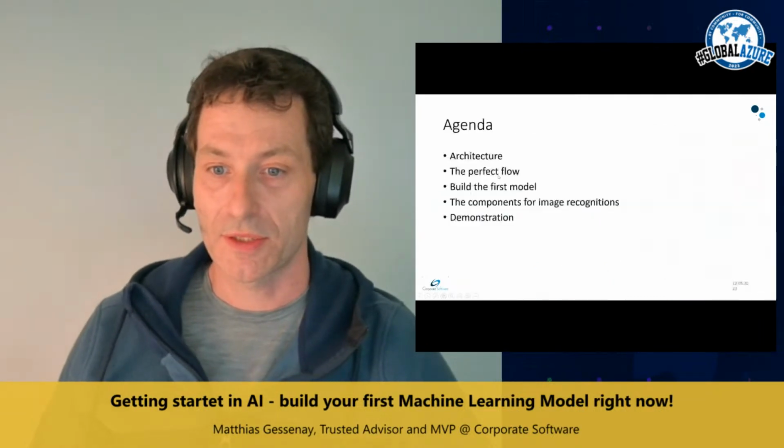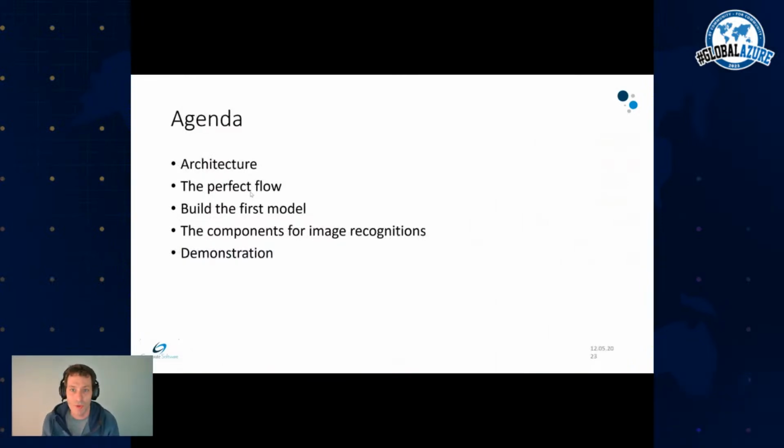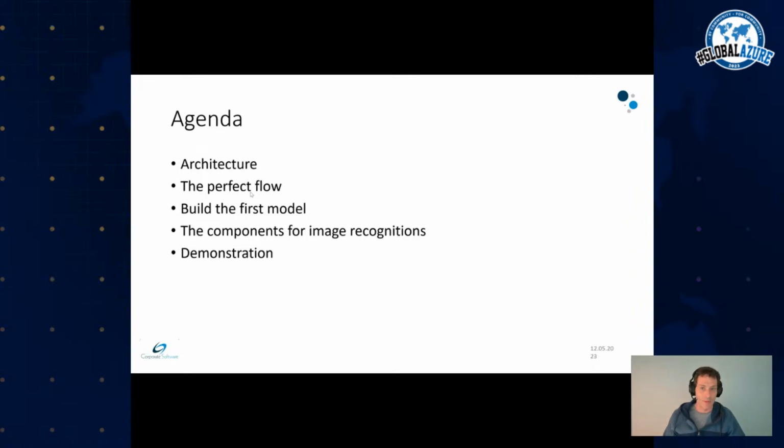So let's start. What's the agenda? I will give you a short overview about the architecture that we will build, and then we will start with the perfect flow, which is a very simple but yet capable AI model. The first AI model that we will build is purely visual. I have prepared everything a little bit, because AI training takes some time and waiting is not a good use of our time. So everything is a little bit prepared, but we will always do some steps manually, and I will explain everything that is already done.